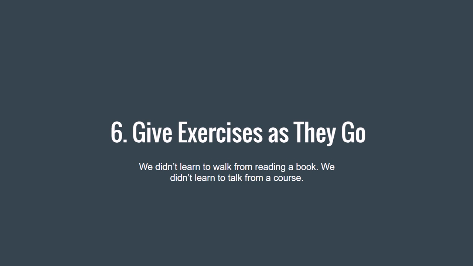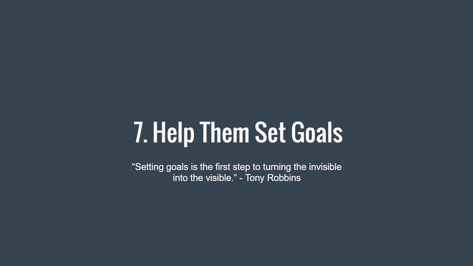Number 7, help them set goals. Without goals, you're not going to stick with what you want to learn, because many courses can take a long time. And Tony Robbins says setting goals is the first step to turning the invisible into the visible. So if you have a dream, if you have something that seems out of reach, setting goals with deadlines is the first step to really getting closer to achieving those goals, or achieving whatever it is that you want to achieve in the course, in the lesson, in the blog post that you're trying to learn from. So set goals.